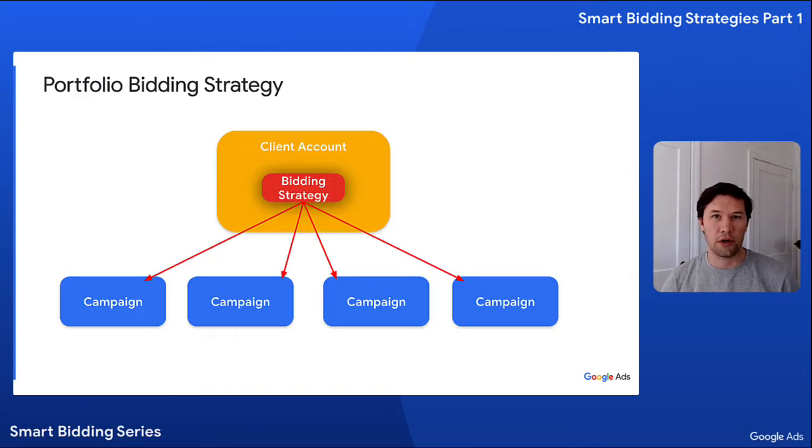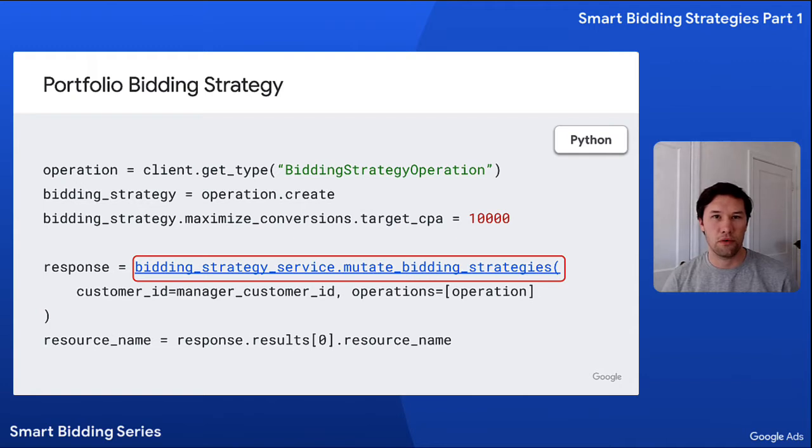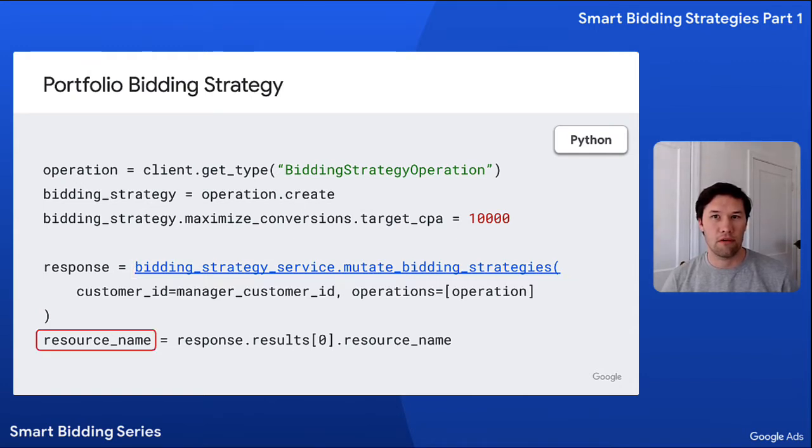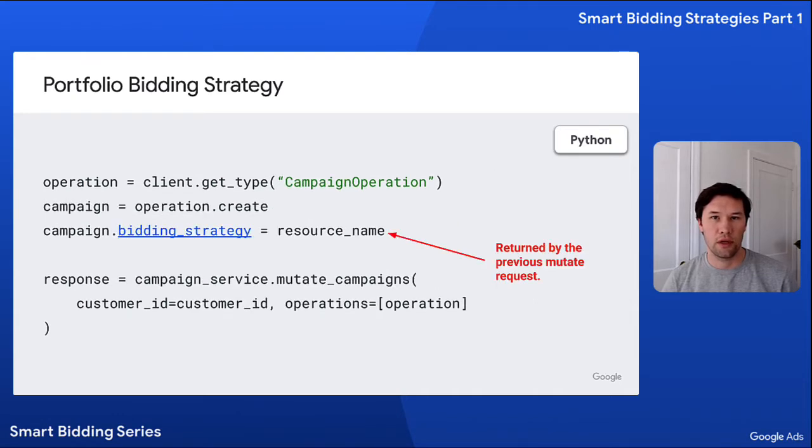Portfolio bidding strategies are created at the client account level using the Bidding Strategy Services Mutate Bidding Strategies method. The resource name of the newly created bidding strategies are then applied to one or more campaigns using the Campaign Bidding Strategy field, which is one of the possible fields under the Campaign Bidding Strategy One-of field. This bidding strategy type is less granular than standard types, but has a lower maintenance cost because you can manage multiple campaigns at once.